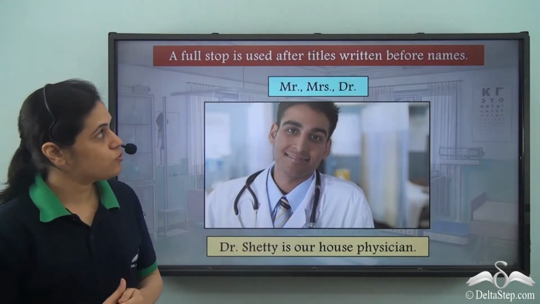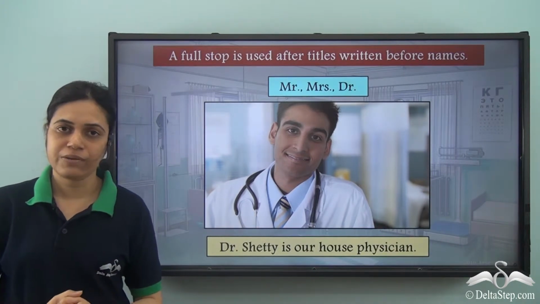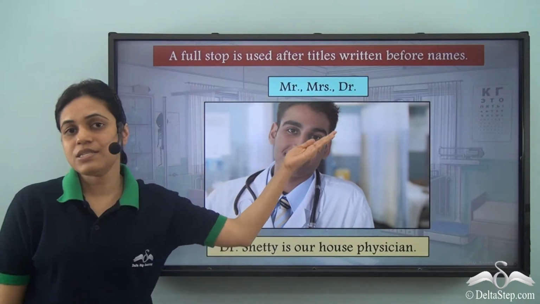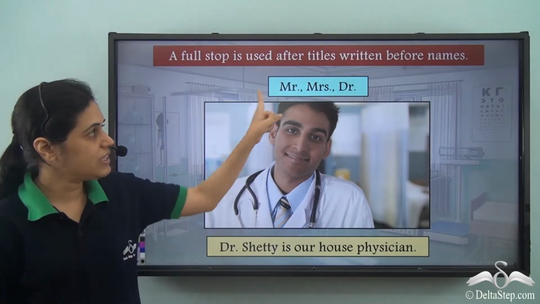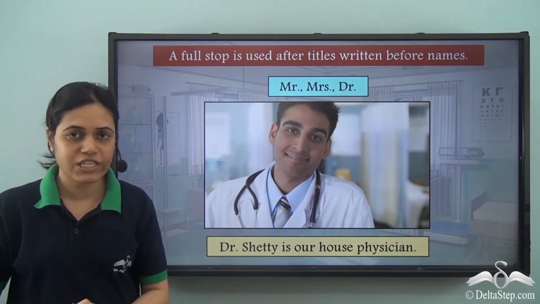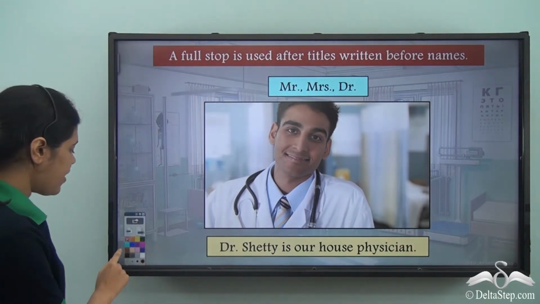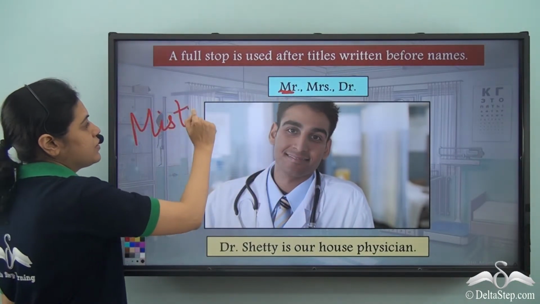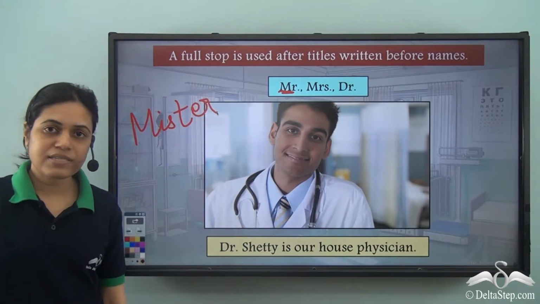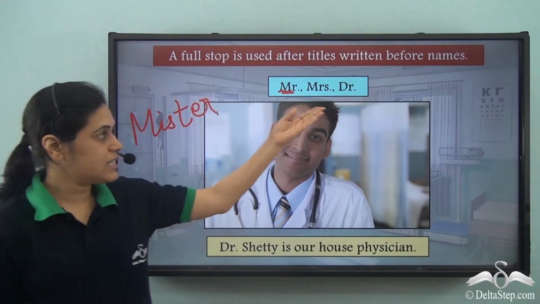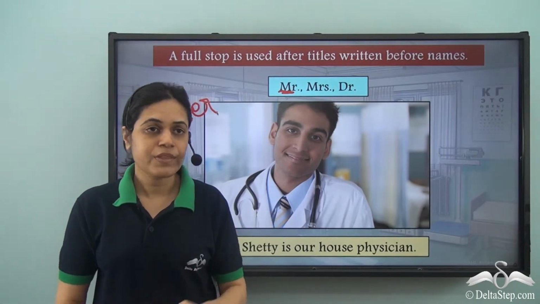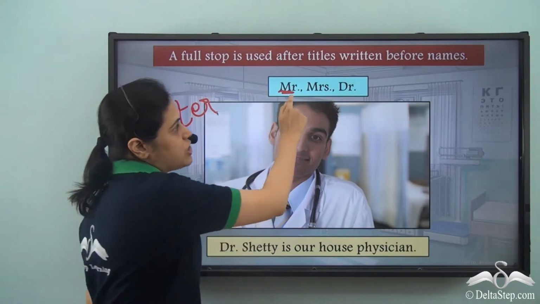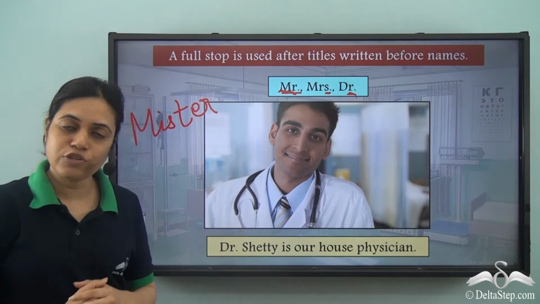A full stop is used after titles written before names. So we use certain titles before names like Mr., Mrs., Dr. Now, even these are short forms or abbreviations for these titles. MR is the short form for Mister. MRS is the short form for Missus. DR is the short form for doctor. So these are abbreviations. So even at the end of these abbreviations, we use full stops.